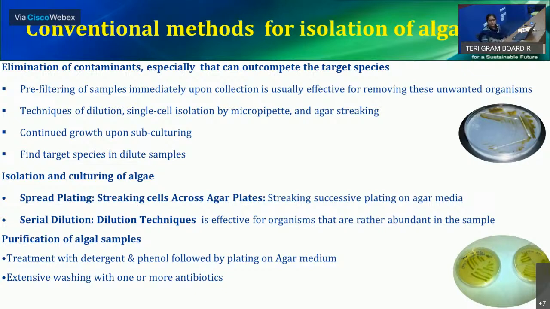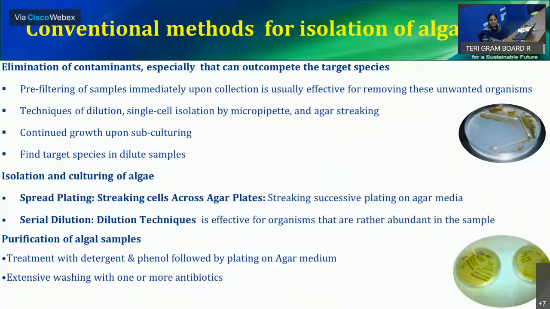And second, we follow the serial dilution method, which is a very effective way for organisms that are rather abundant in the samples. For example, we can grow the cultures in the lab and serially dilute up to 10 to the power 6 dilution. If we do the dilution to 10 to the power 6 and 7, maybe the other contaminants are eliminated in the early dilutions. So we go for the larger dilution so that we get the pure colonies of the algae.